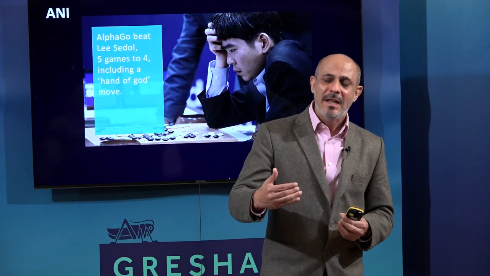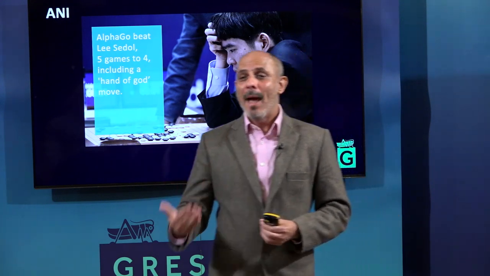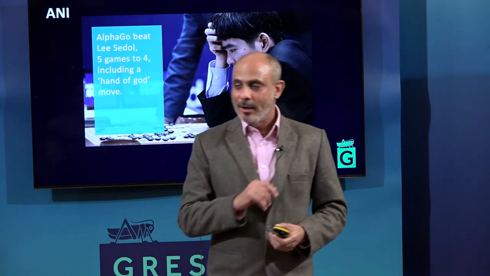But the point is, the way AlphaGo worked was it was not brute force. You cannot brute force a Go game, because the number of possible combinations is an order of magnitude above the number of combinations possible in chess. So how did it do it?